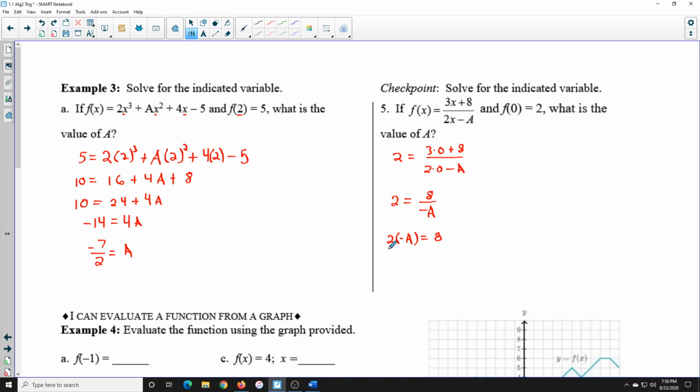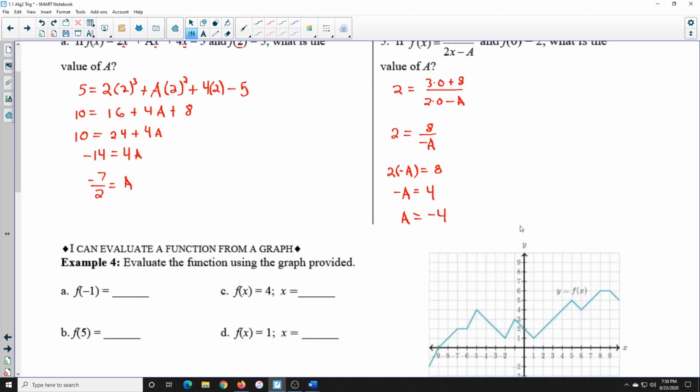Now we can go ahead and divide by 2. We can get rid of this 2 because we know we want a by itself. The problem was, we couldn't leave it over here because it was on the bottom. So we're going to do a little more work. So negative a is going to equal 4. But remember, we don't want negative a, we want a. So for a, we divide or multiply by negative 1, and we end up with a negative 4. And that's that.